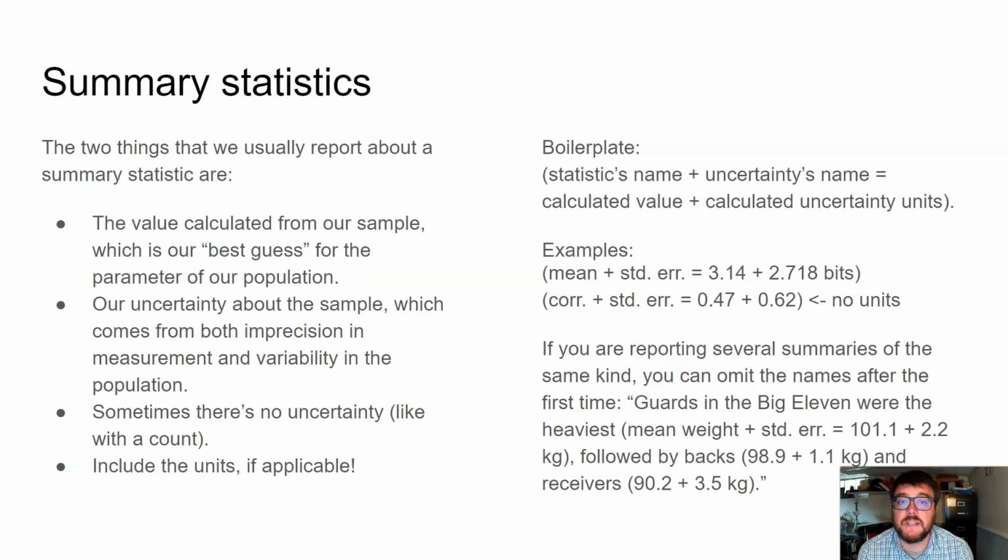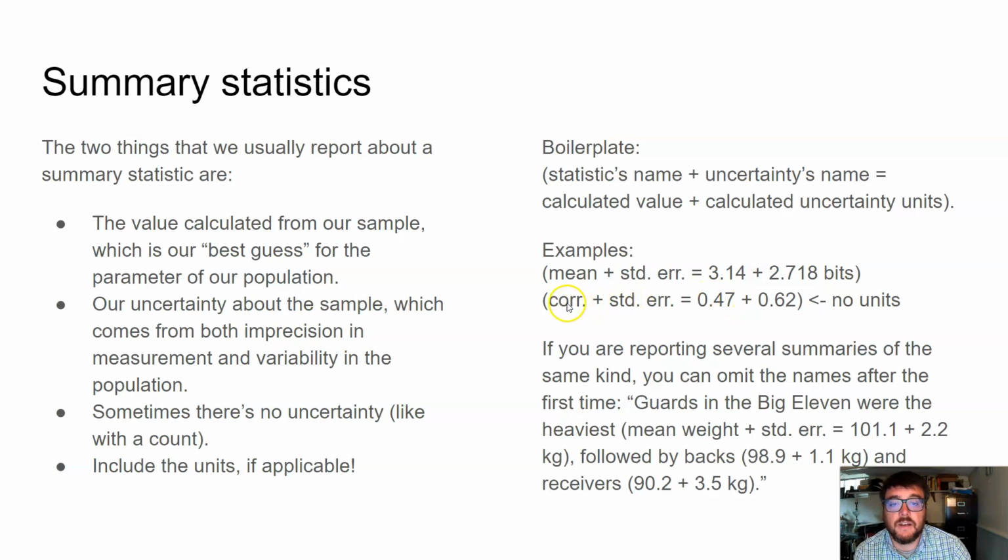So the way these are usually reported is in parentheses. And the first time you see it, the boilerplate will say the statistic's name, and then a plus sign, and then the measure of uncertainty's name, and then there'll be an equal sign, and then you'll have the actual calculated value, and then another plus sign, and the calculated uncertainty value, and then units, if any. So for example, here it says mean plus standard error equals 3.14 plus 2.718, and the units are bits. So we'd say there's a mean of 3.14 with a standard error of 2.718 bits.